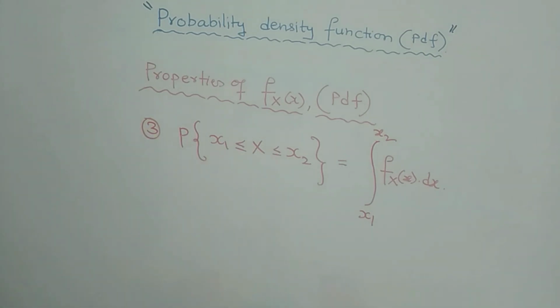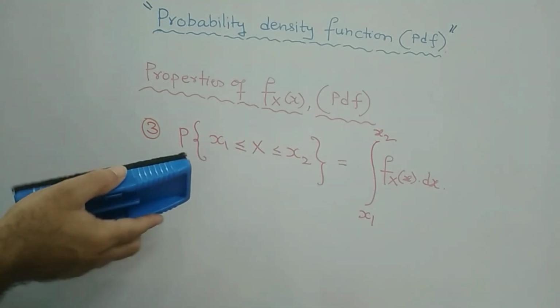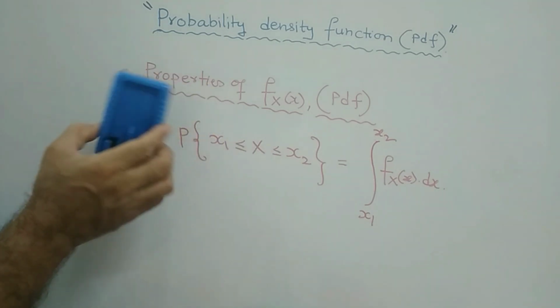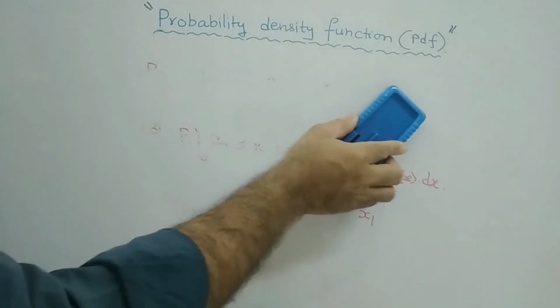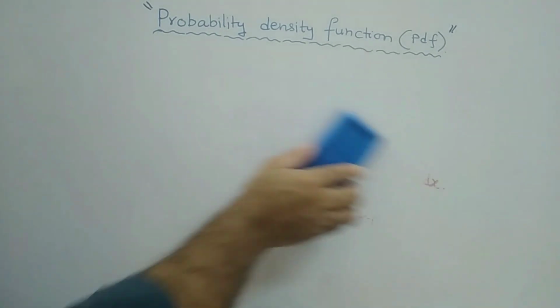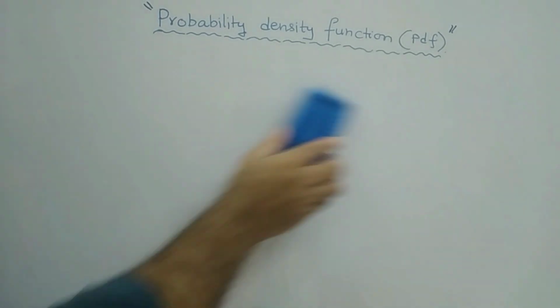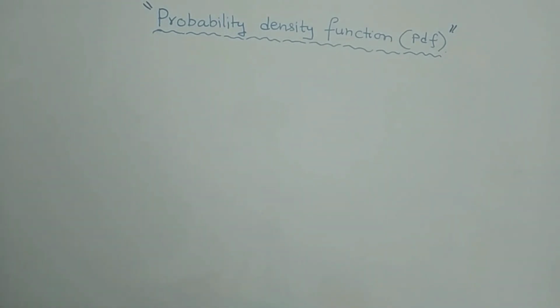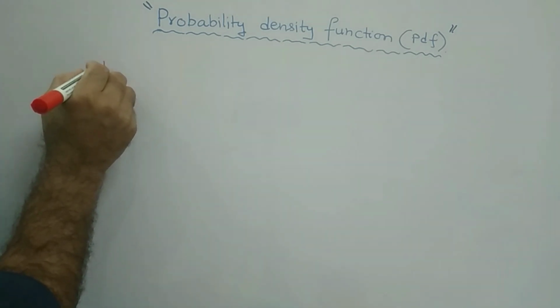These are the most widely used properties, and the remaining we can see in the subsequent presentations. So these are the very important properties of a density function. Now let me explain one example on whether the given density function is a valid density function or not, so that you can understand better.